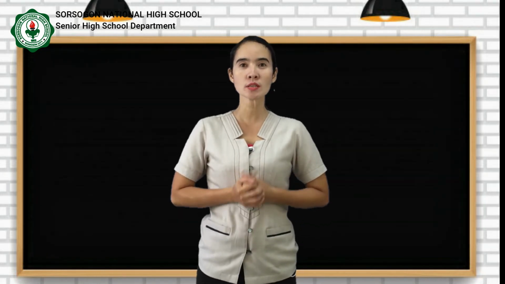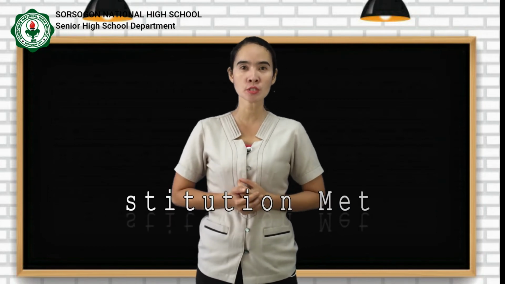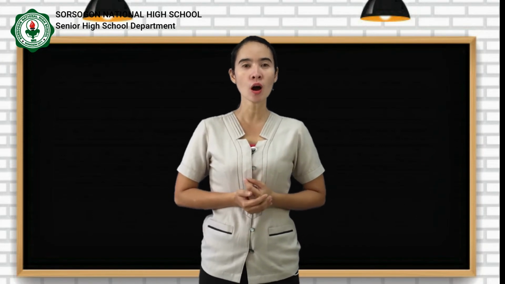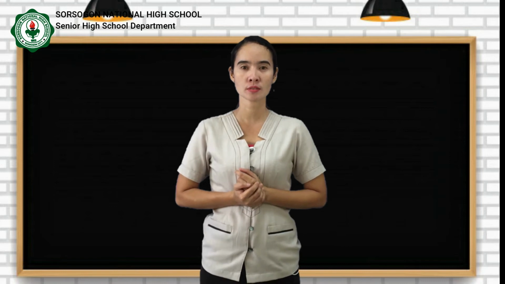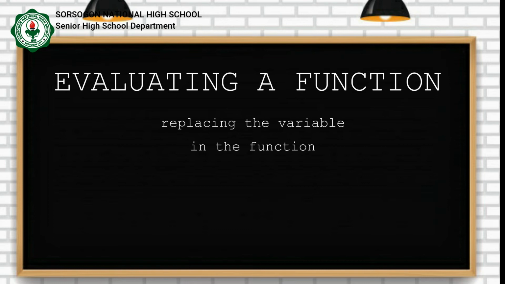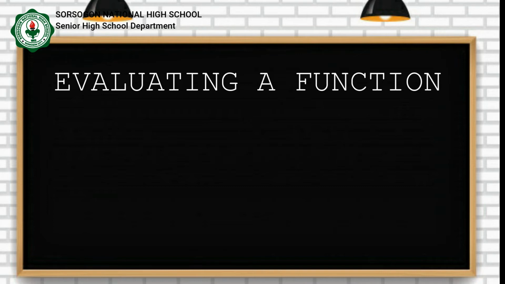The process which was applied is probably familiar to you. This is called the substitution method. Whenever you are doing this, you are evaluating functions. Evaluating a function means replacing the variable in the function, that is, replacing the x variable with a value from the function's domain and computing for the result. This process usually applies the substitution method.